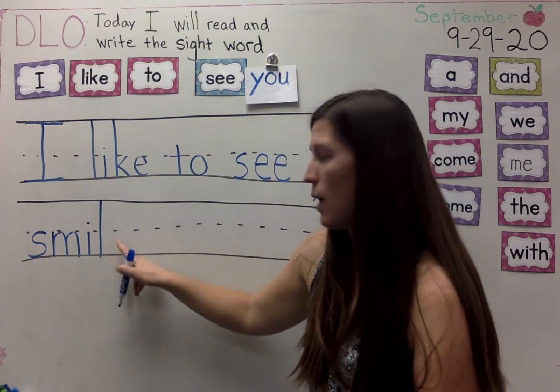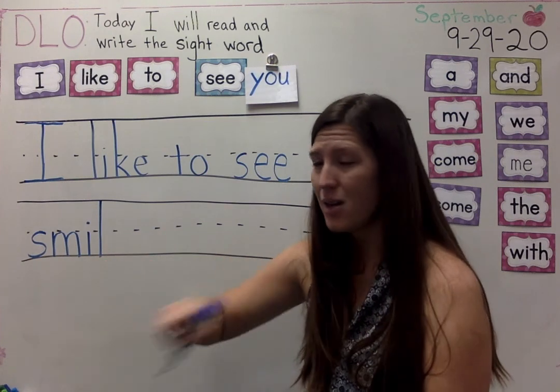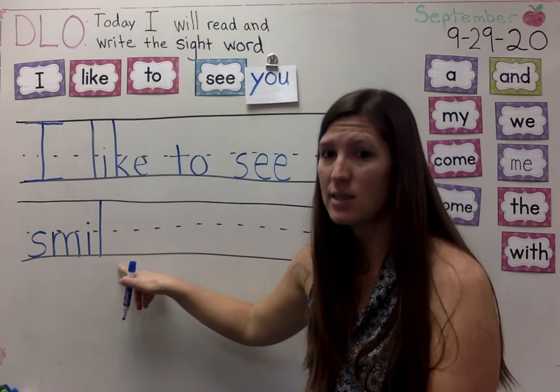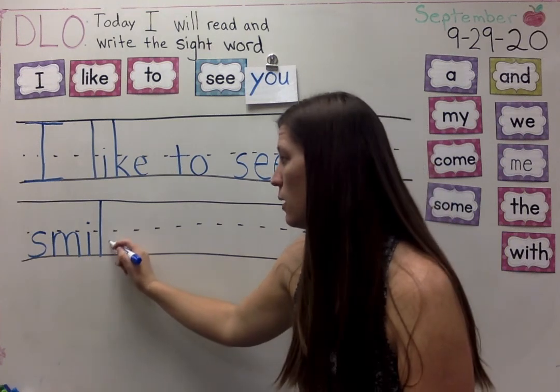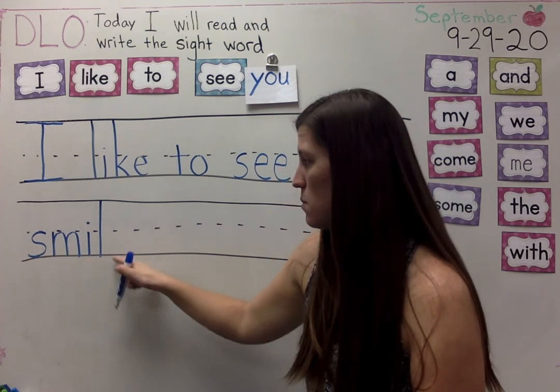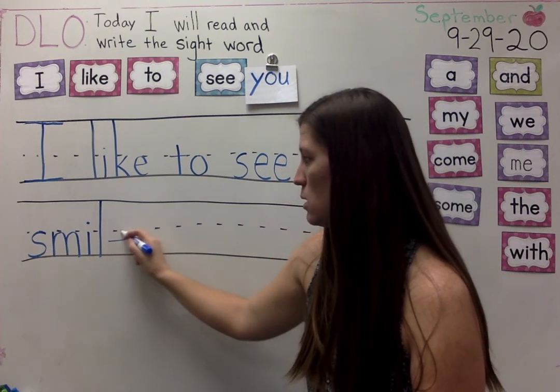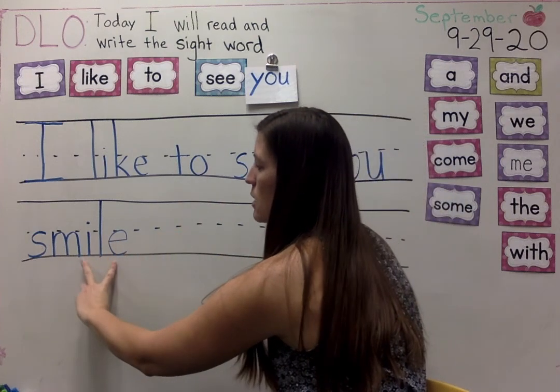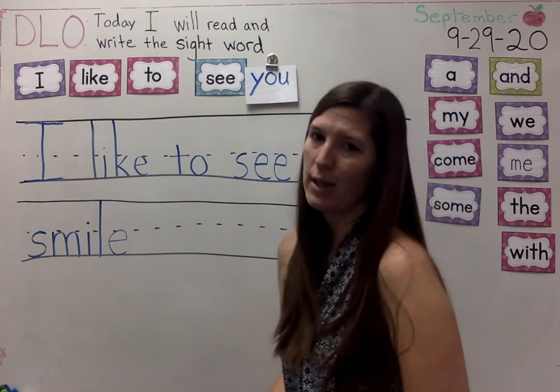Smile. I need one more letter here because I is saying its name, so I need a silent E. We'll learn that later. If I says its name, it's because silent E is over here. And you could do like a peace sign. So I-N-E. We'll learn that later.